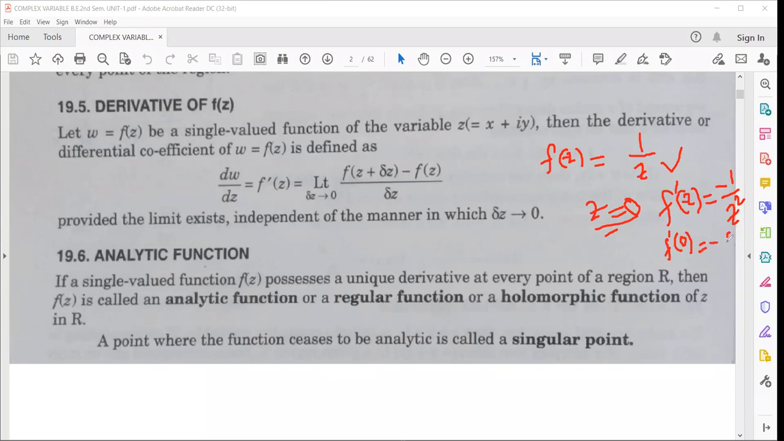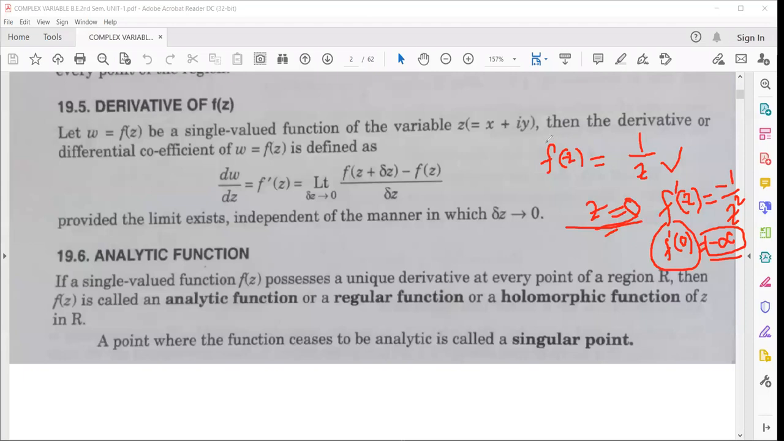Not defined means that is infinity. Anything by 0 is infinity, no? You can't divide any number by 0. So is it a fixed value? Obviously not. That means the derivative of the function at the point z is equal to 0 does not exist.